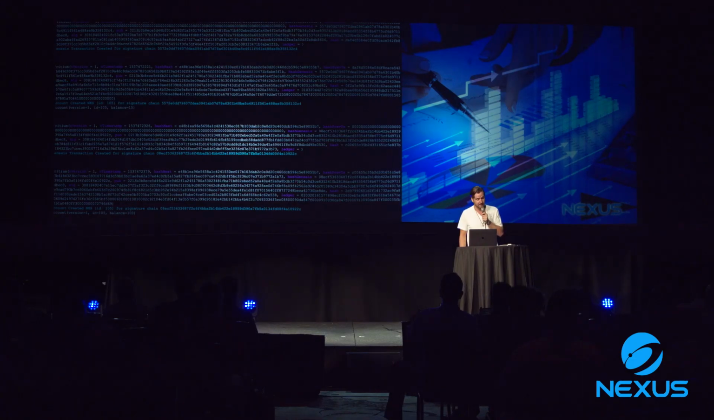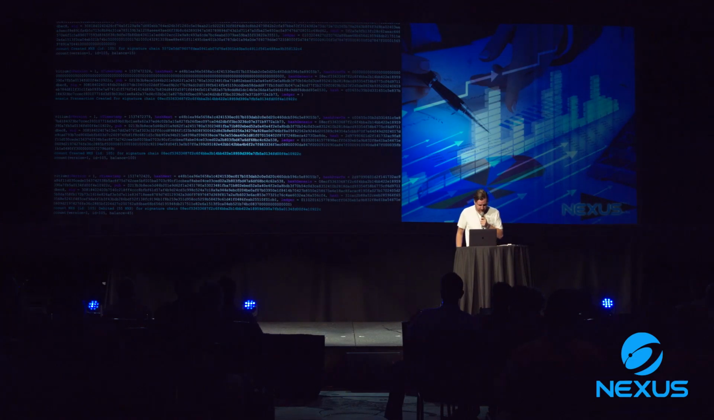You don't have any more complexity than that. What that means to you guys is less cycles are required on your computer, which means it's going to run really, really fast. So what I'm doing here is I'm showing a simple debit from the initial transaction from the signature chain 08E, of balance 100.